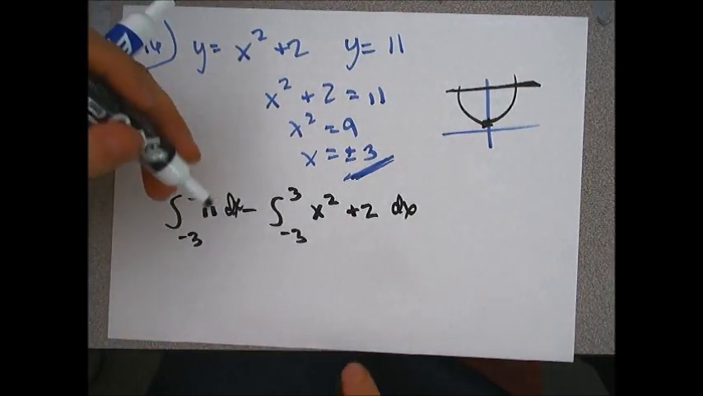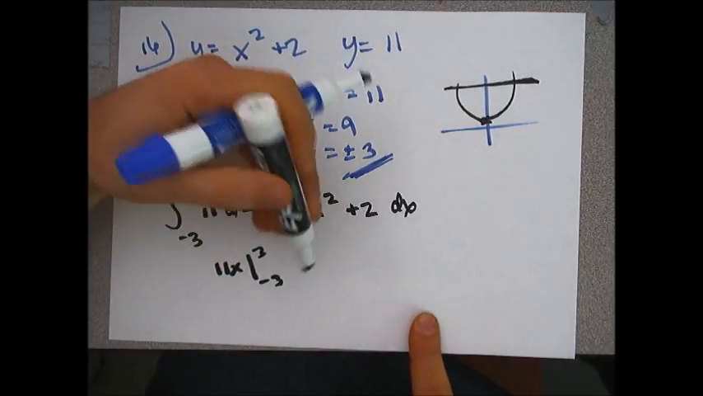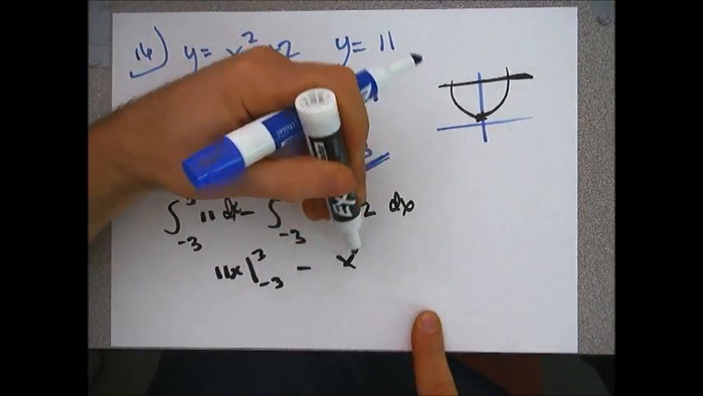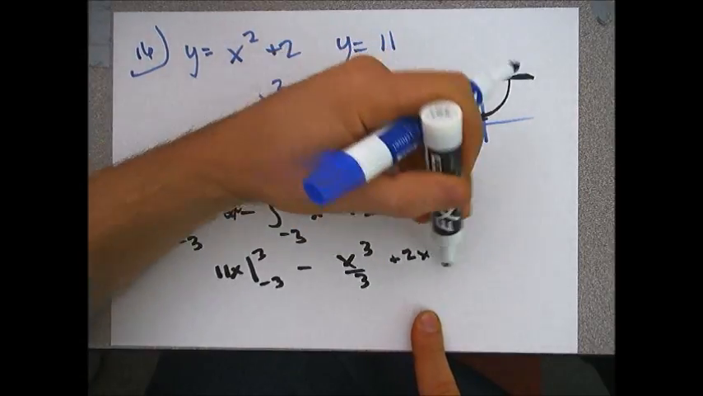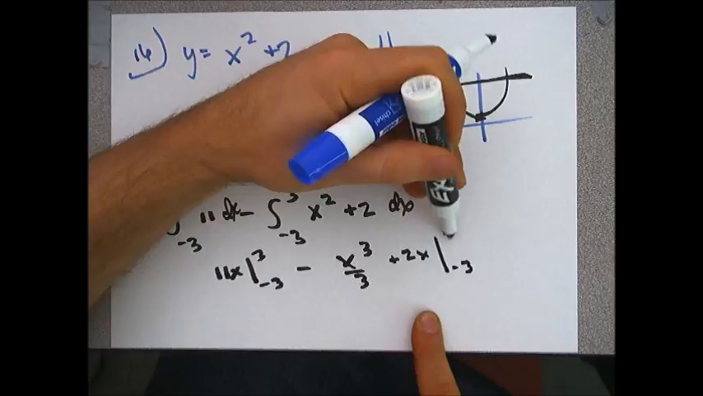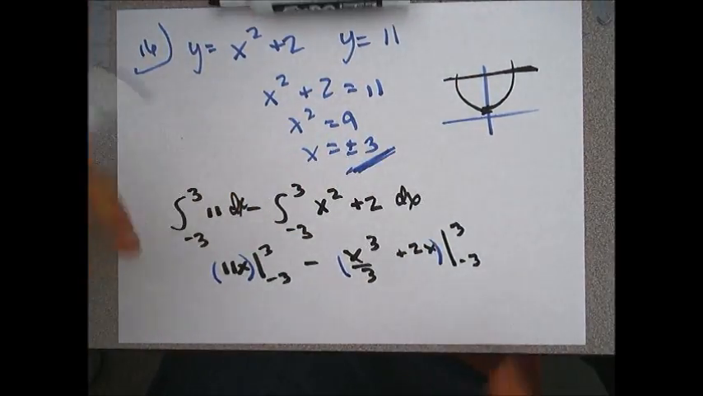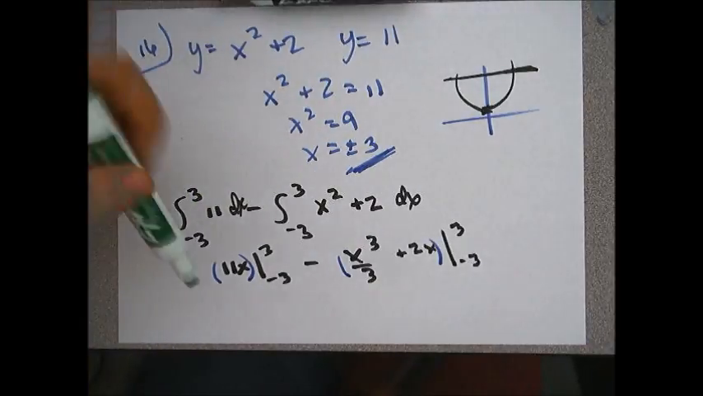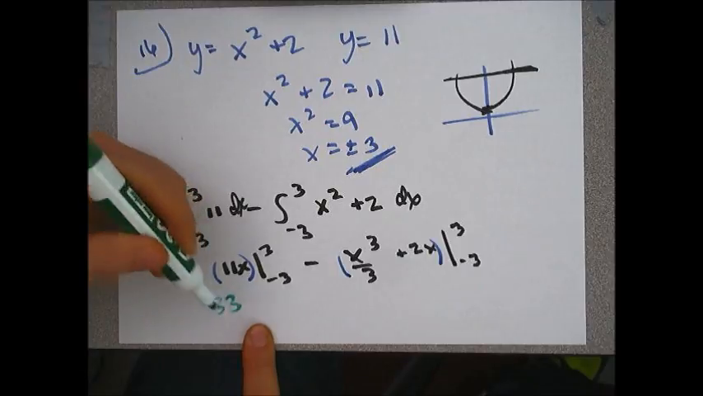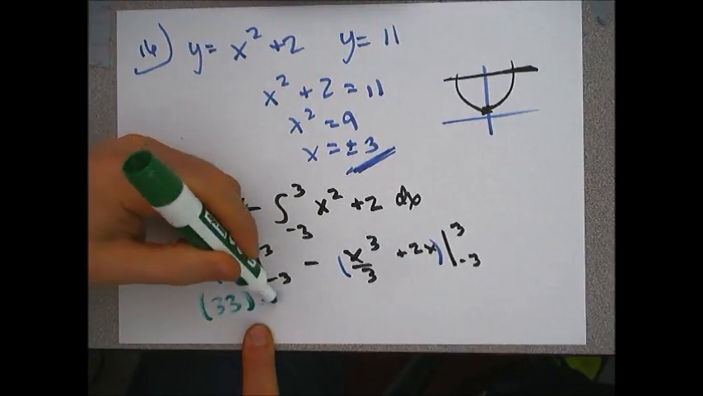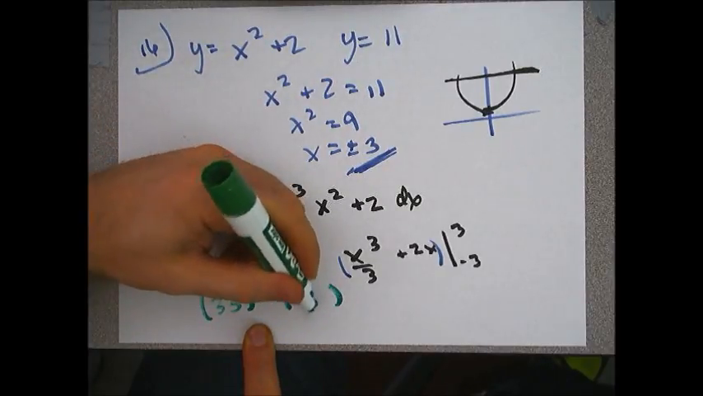11 turns into 11x. 11x from negative 3 to 3, minus x to the third over 3, plus 2x from negative 3 to 3. The hard part, I think, in this problem is plugging in, because you get a lot of double negatives here. You have to be careful. If I plug in 3, I've got 33, minus, when I plug in negative 3, I've got negative 33.